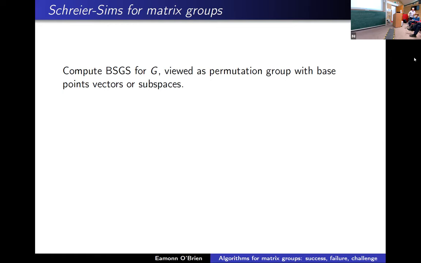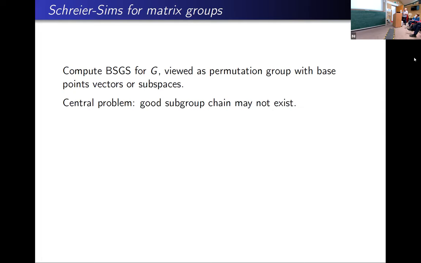More sensibly you can think about action subspaces, but there are fundamental problems which arise when you try to translate this. The central problem is that a good subgroup chain may not exist. By good, I mean that the index of one stabilizer in the chain in its predecessor must be at least reasonable, or reasonable depends on who you are again. Let's say for practical purposes, I don't really want to work with a chain where the indices are greater than about 10 million. That's an upper limit on what I would like to work with.